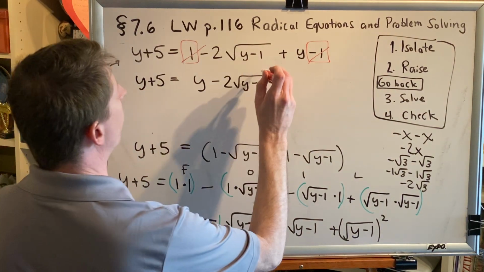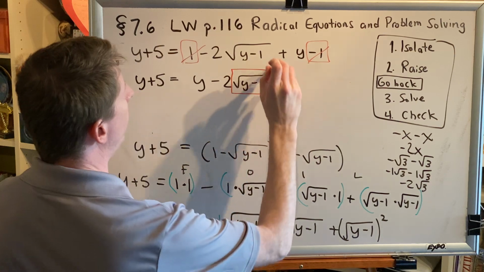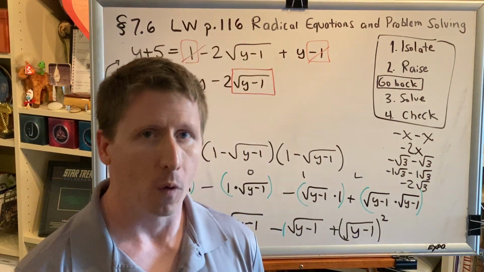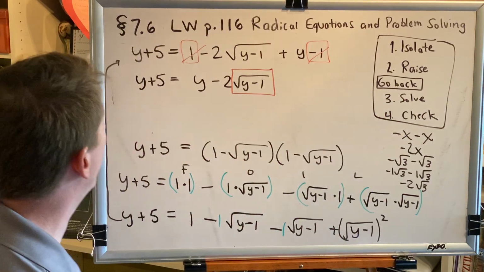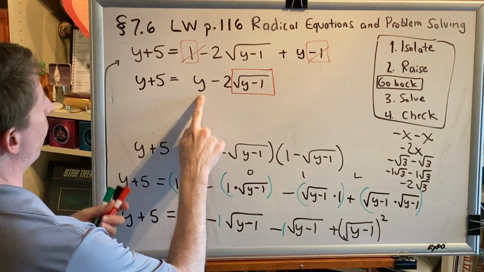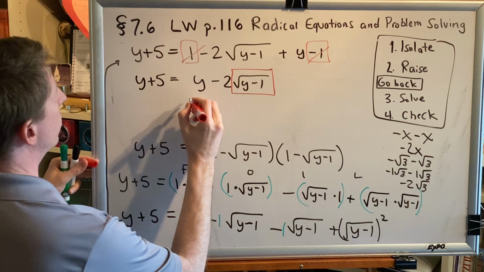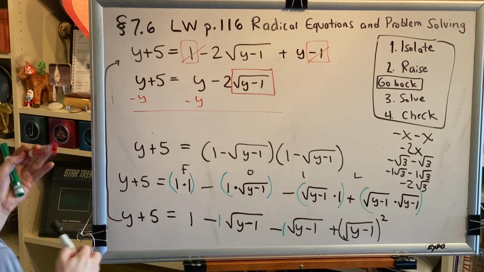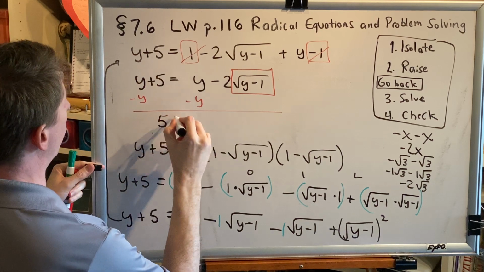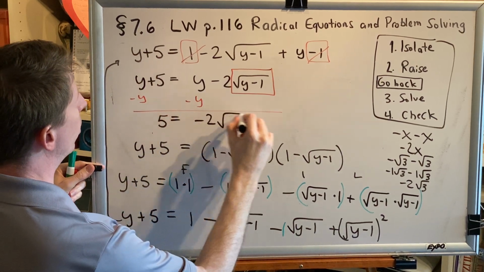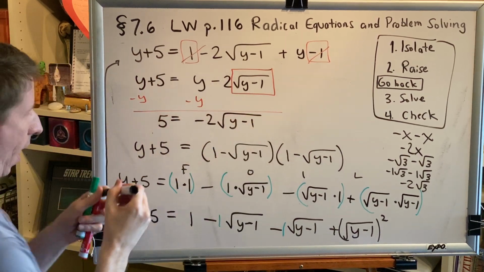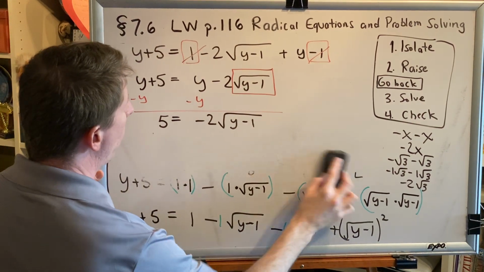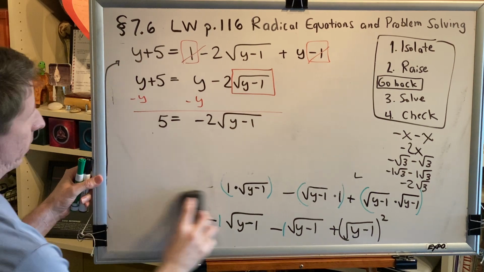We need to make sure that this radical right here has no adding, subtracting, or dividing before it, after it, or under it, which means we need to get rid of this y. So we're going to subtract y on both sides, and then we're going to have the result 5 equals negative 2 square root of y subtract 1. All right, so now our radical is isolated.